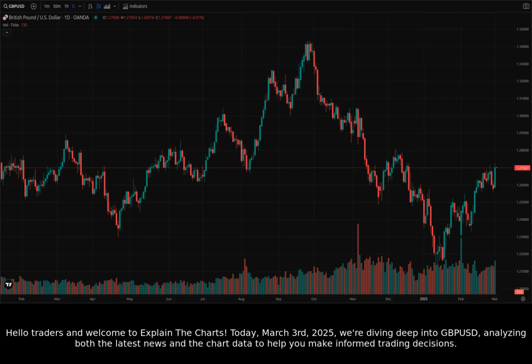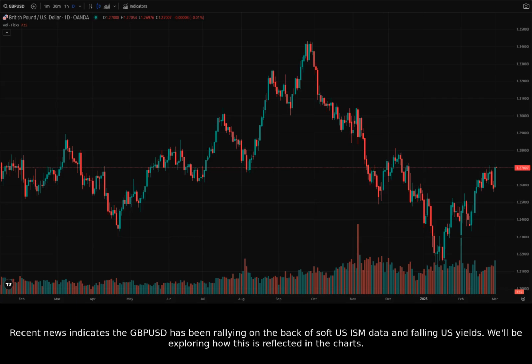Today, March 3rd, 2025, we're diving deep into GBPUSD, analyzing both the latest news and the chart data to help you make informed trading decisions. Recent news indicates the GBPUSD has been rallying on the back of soft US ISM data and falling US yields. We'll be exploring how this is reflected in the charts.